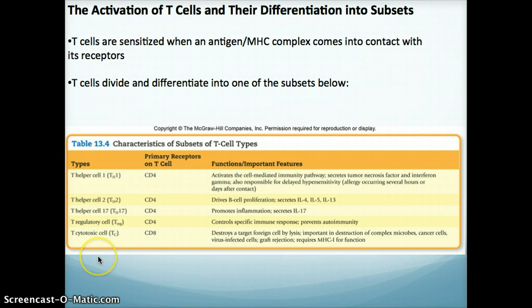The last of our T cell types that can be divided into is the cytotoxic T cells. These are a little different in that they have a CD8 receptor, and they will destroy target cells by lysis. They are an important part of the destruction of microbes, cancer cells, virus-infected cells. They also play a role in graft rejection. And they require MHC1 for function instead of MHC2, which we'll look at in a little bit.